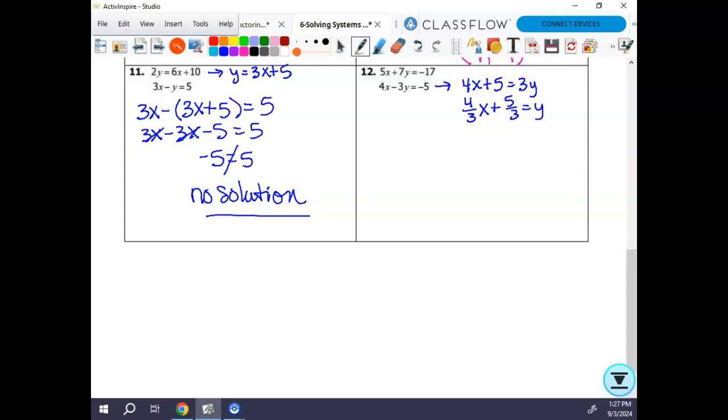Now, when I substitute it in, I'm going to get 4x minus 3 times 4/3 x plus 5/3 equals -5. We all agree with that? Oh, no. No. No wonder it's not looking right. What did I do wrong?